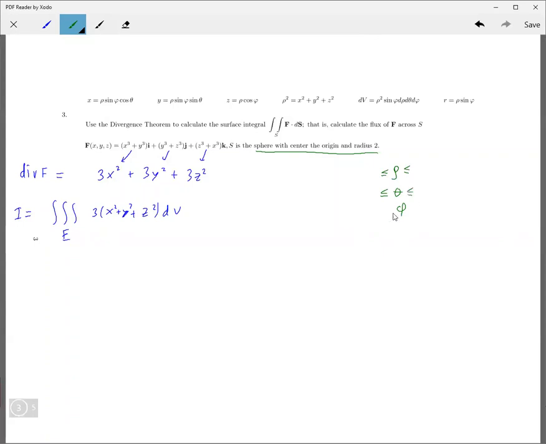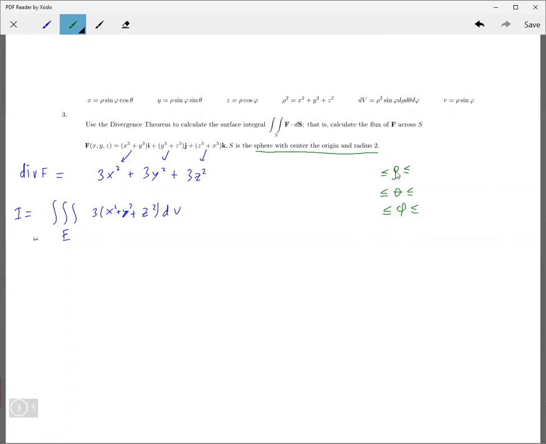Okay, so this is supposed to give us the sphere, or these limits right here. They want us to find the integral over the sphere, which is just the boundary, but these limits here should be the ball, which would be the sphere and the inside of the sphere.